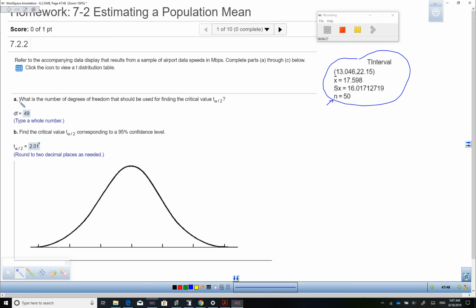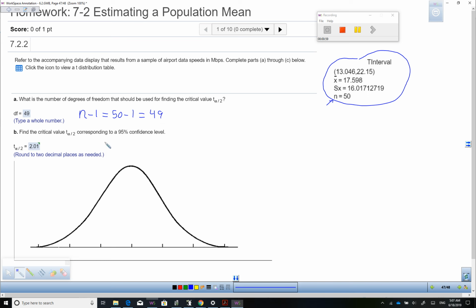The first part says what is the number of degrees of freedom that should be used for finding the critical value t sub alpha by 2. So degrees of freedom is equal to n minus 1. So that is the sample size, which is 50 minus 1, which is 49.